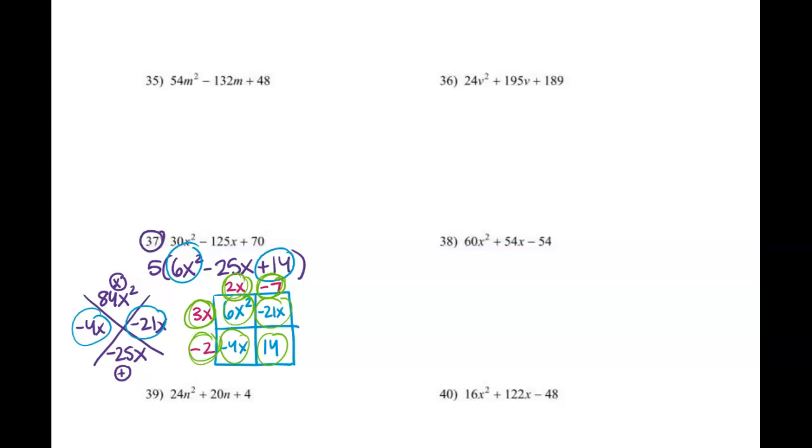Good. And so now our final answer, we have to keep our 5 because it's still there, it's just on the outside. So we have 5 times 3x minus 2 times 2x minus 7, and that's our final answer.